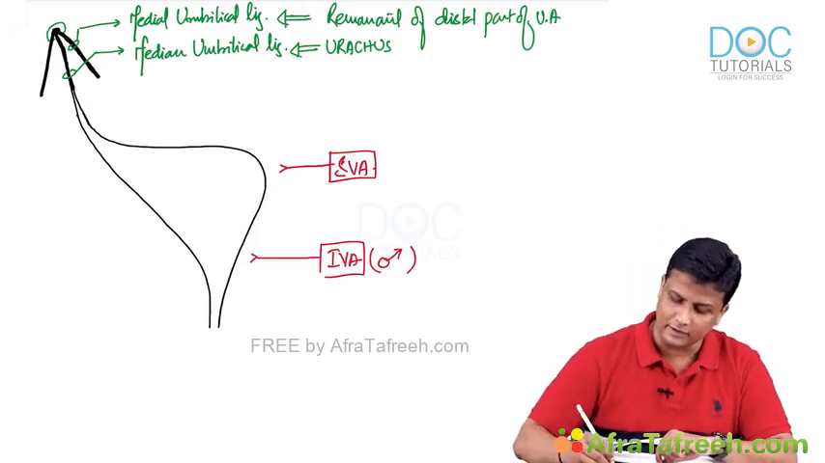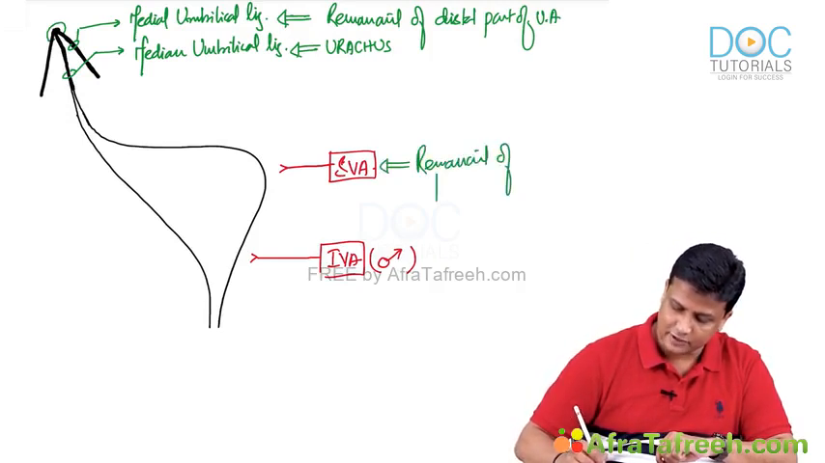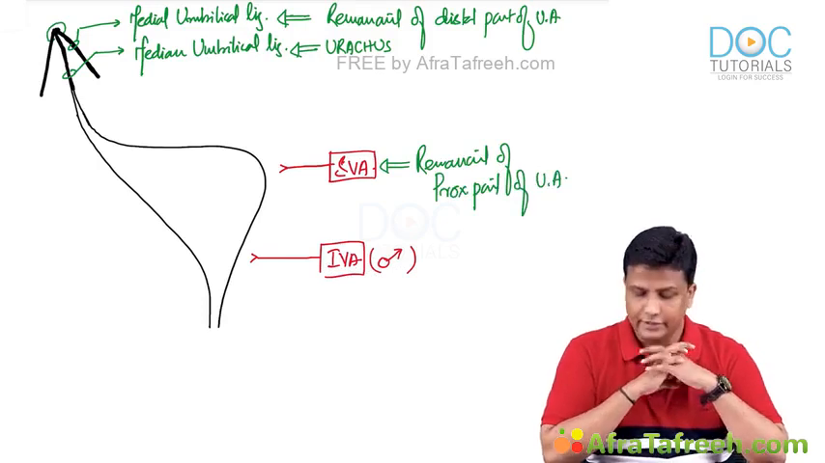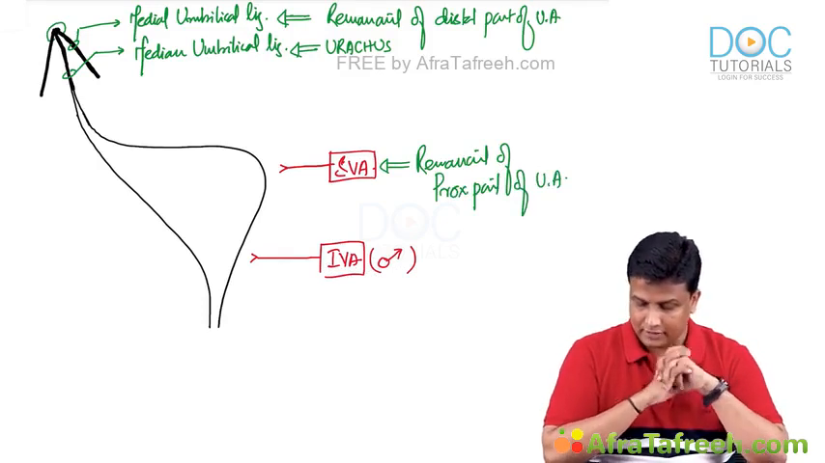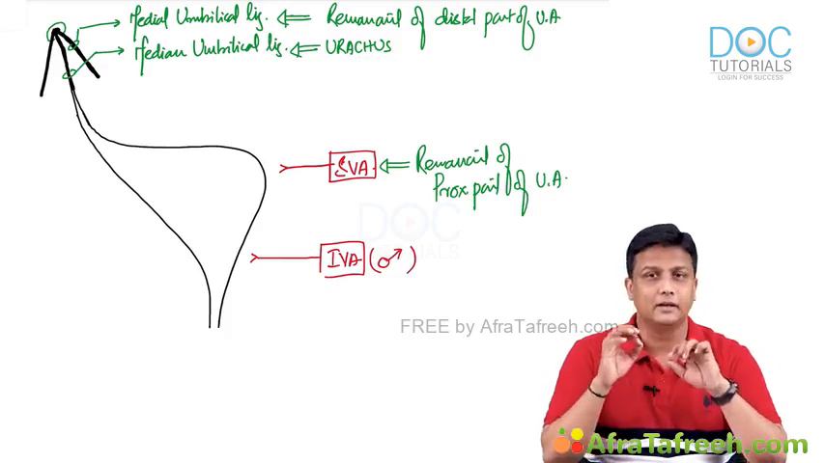Then what about the proximal part? Remember, that is nothing but the superior vesical artery. So the superior vesical artery is the remnant of the proximal part of the umbilical artery, whereas the distal part of the umbilical artery remnant is nothing but the medial umbilical ligament.